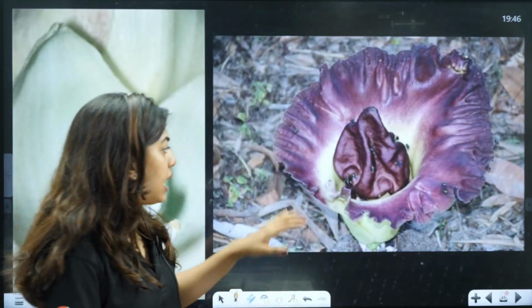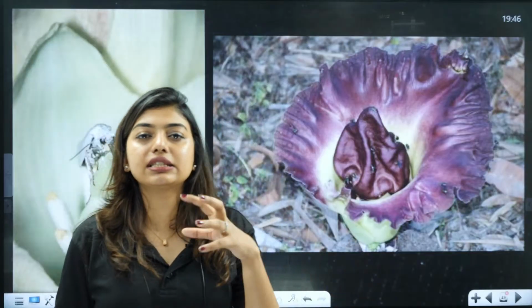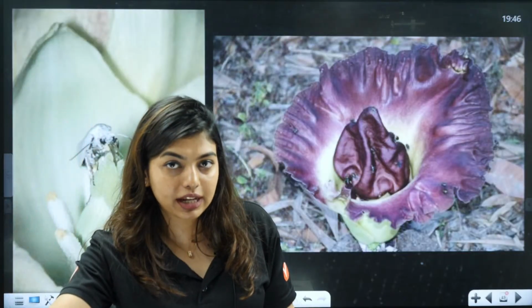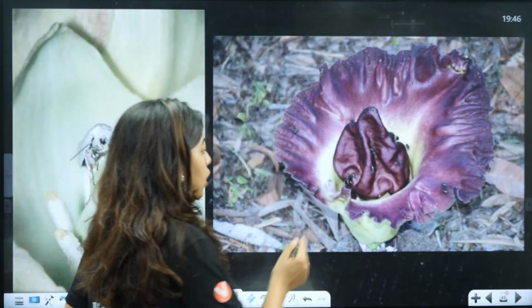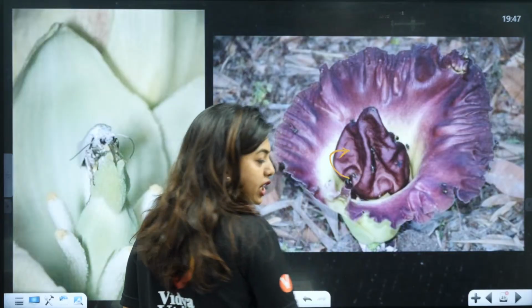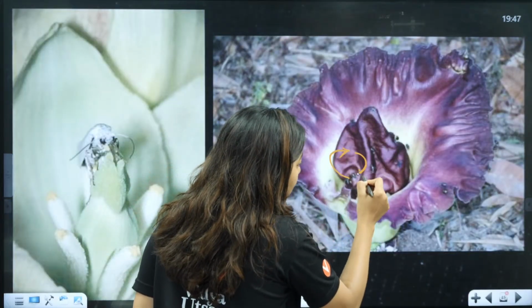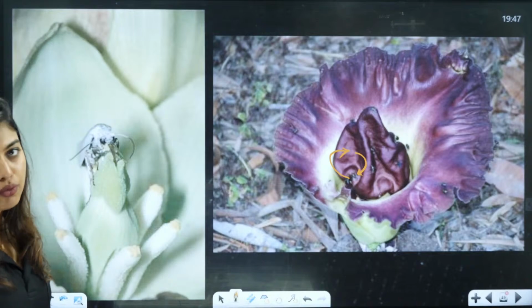In the Amorphophallus flower, some beetles will come and lay their eggs in the ovules. Beetles will assume that this flower is going to protect the eggs. Instead, they will do pollination for the flower. Simple, right? So these beetles are going to help in pollination of the flower. The flower is going to protect the eggs which are laid in the ovule.